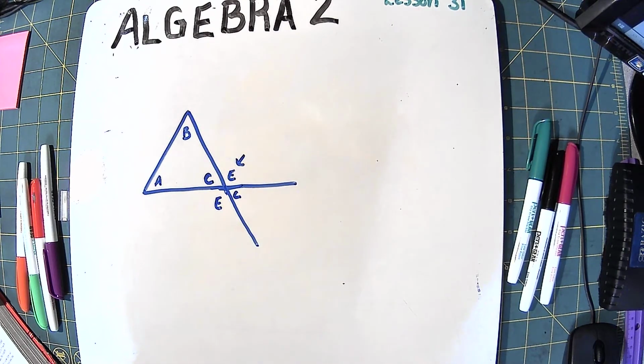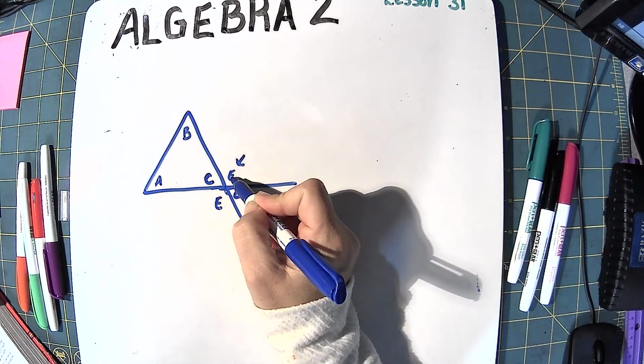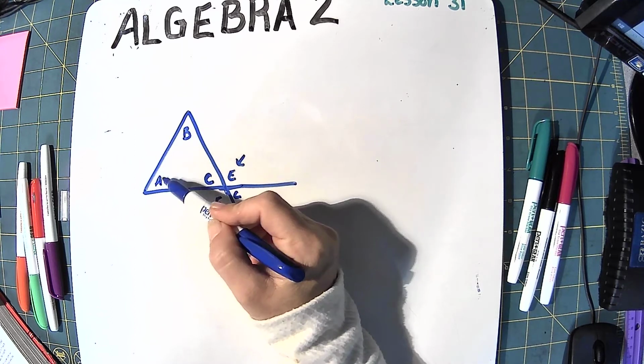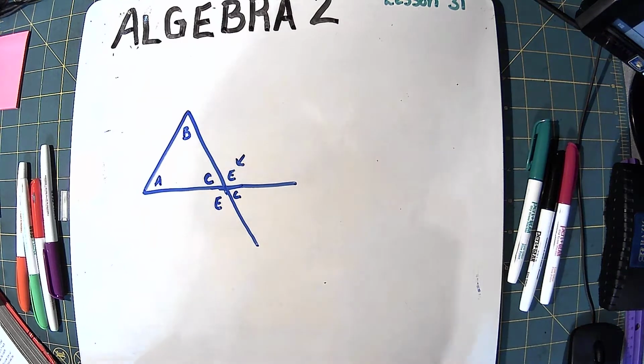Okay, so it says that we want to prove that the measure of an exterior angle of a triangle equals the sum of the measures of the remote interior angles. That means that this angle, E right here, is equal to the remote interior angles. So that means E would be equal to B plus A. And we want to try to prove that.